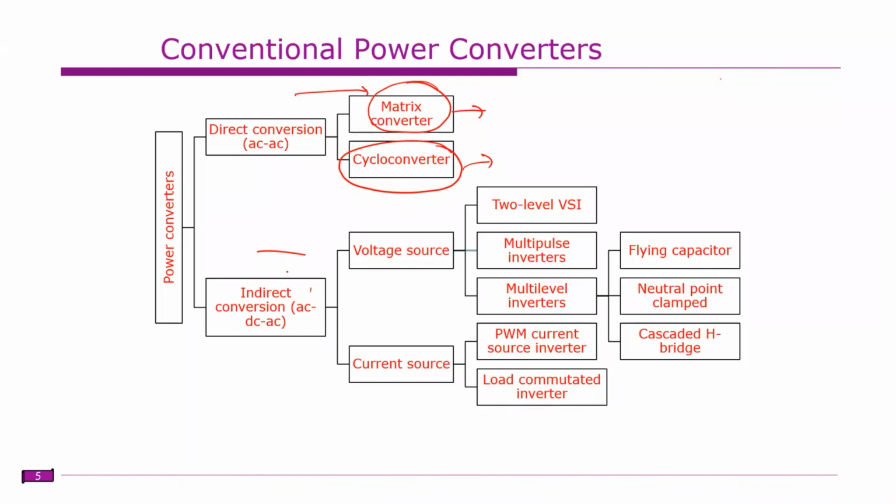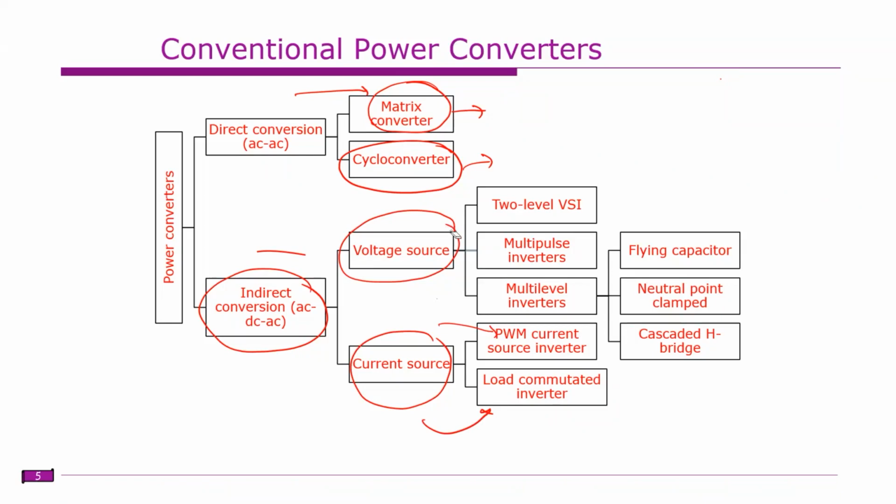Next we have this indirect conversion. In this indirect conversion, AC is converted to DC and converted back to AC with variable frequency and magnitude. We have two options: the voltage source approach and the current source approach. In case of the current source approach, it may be operated as a PWM current source inverter, operating with self-commutated devices, or it may be operated with a line commutated inverter, either with thyristors, or sometimes with GTOs.